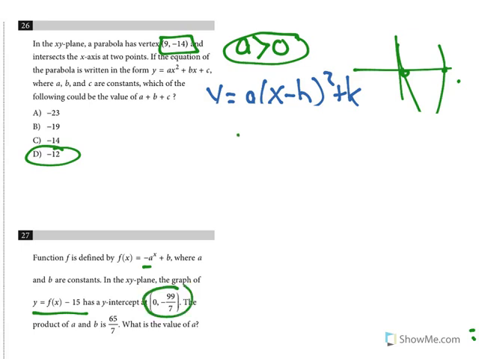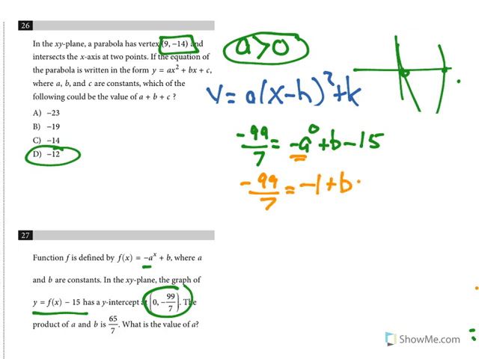if I substitute -99/7 as my y value, and if I substitute x for 0, that this is going to be true, right? And we want to find the value of b, that way we can find the value of a. So this is the tricky part here, following our order of operations. So negative a to the 0 power. Order of operations says we have to do the a to the 0, which is 1, and then multiply by -1. So I get -99/7 is equal to -1 plus b minus 15. So -99/7 is equal to b minus 16.